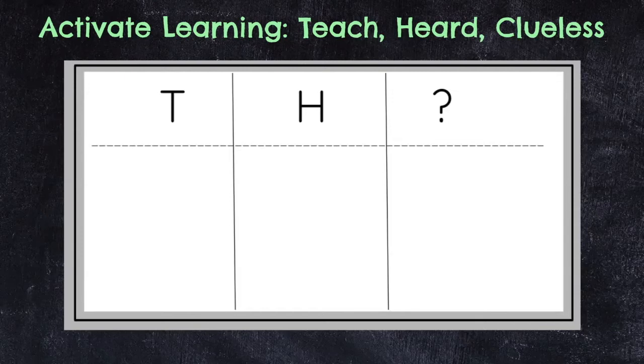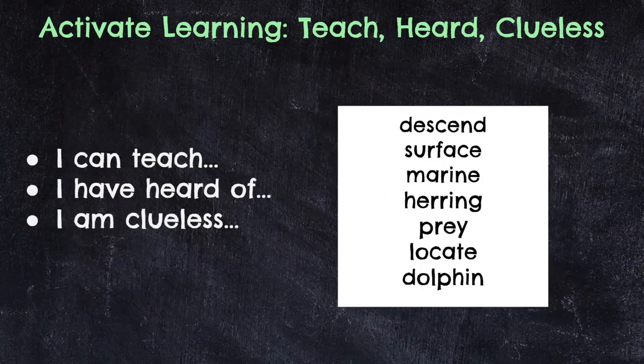We're going to use that little paragraph and show you how you can teach your students to start to process words that are unknown. I want you to take these words that are on the screen now: descend, surface, marine, herring, prey, locate, and dolphin, and think of it through the lens of a third grader. Every third grader is going to have a different knowledge bank.